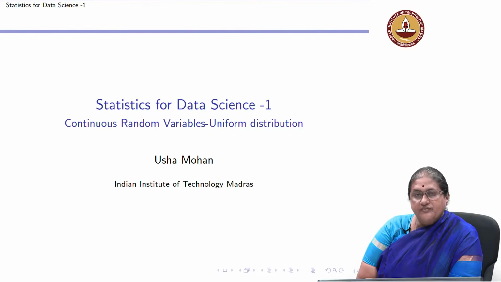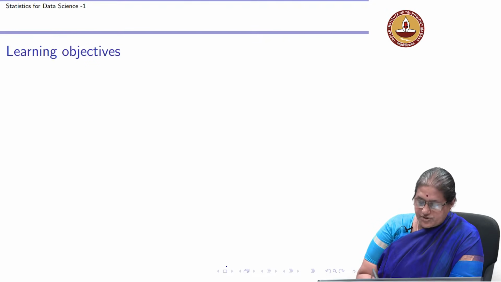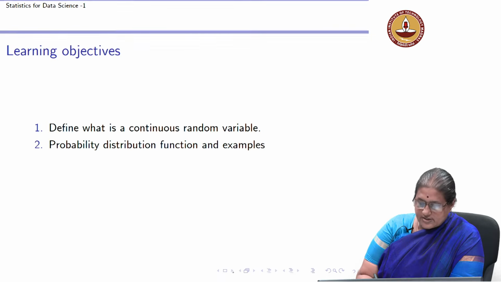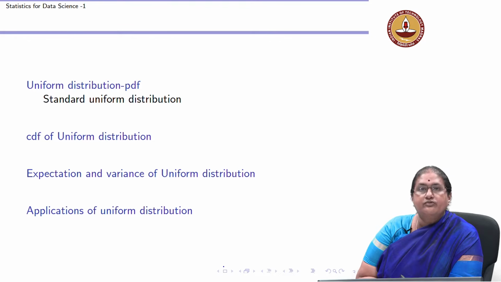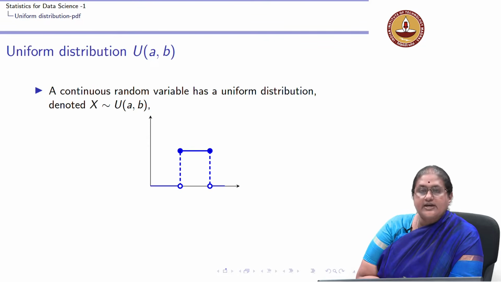So, in today's session, we are going to learn about a few important continuous random variables. We first begin with the uniform distribution. Now, when we look at a uniform distribution, again this is the important thing which we need to understand: what is a uniform distribution? So, let us go back and understand what is a uniform distribution.